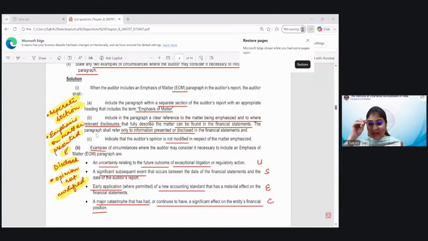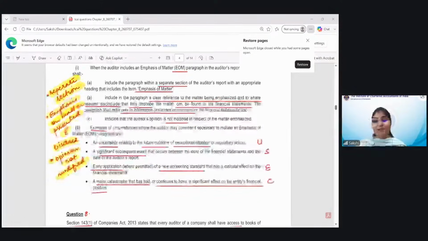Like in your newspaper, this news is continued on page number so and so, there is a reference given. Likewise, in the independent auditor's report, the emphasis of matter paragraph will give the reference of what exactly the matter is and where it is. The paragraph shall refer only to information presented or disclosed in the financial statement. It does not deal with any information which is not disclosed in the financial statement. Then he shall indicate that the auditor's opinion is not modified in respect of the matter being emphasized.